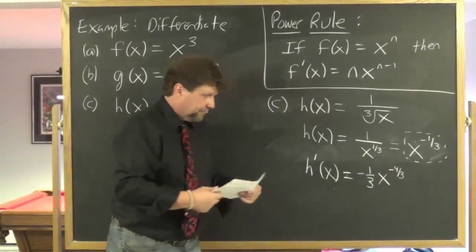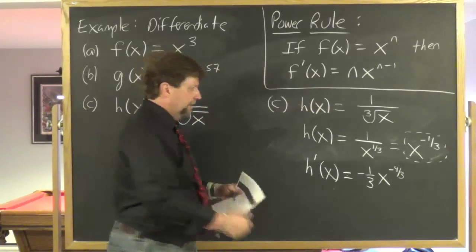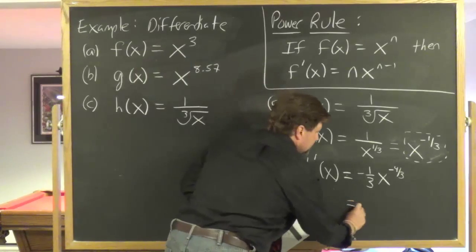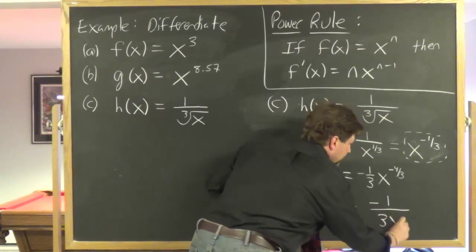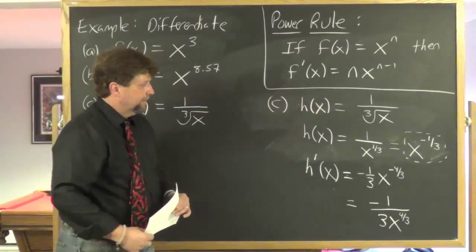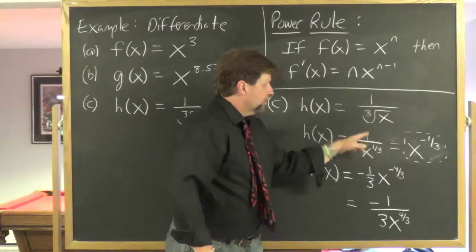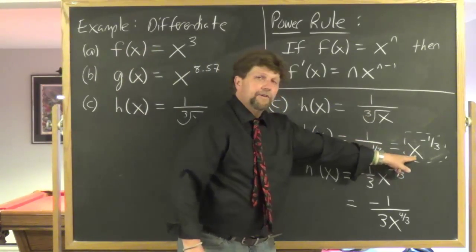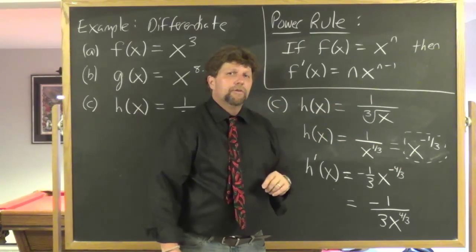And then, let's say I just didn't want my final answer to have a negative exponent. I could simplify this to negative 1 over 3x to the positive 4/3. So algebra was actually our friend here. Algebra allowed us to rewrite the function so we could then quickly get the derivative using the power rule.